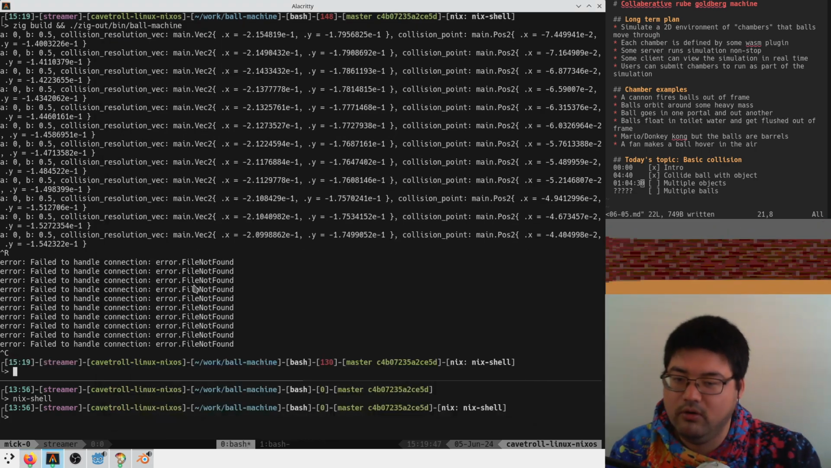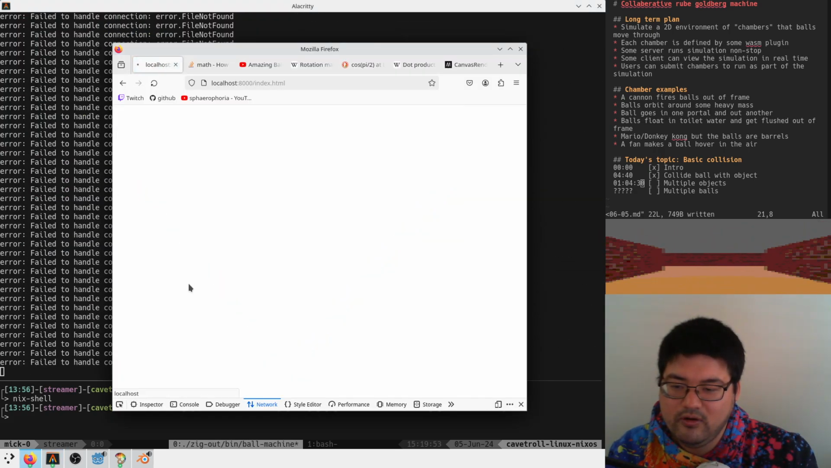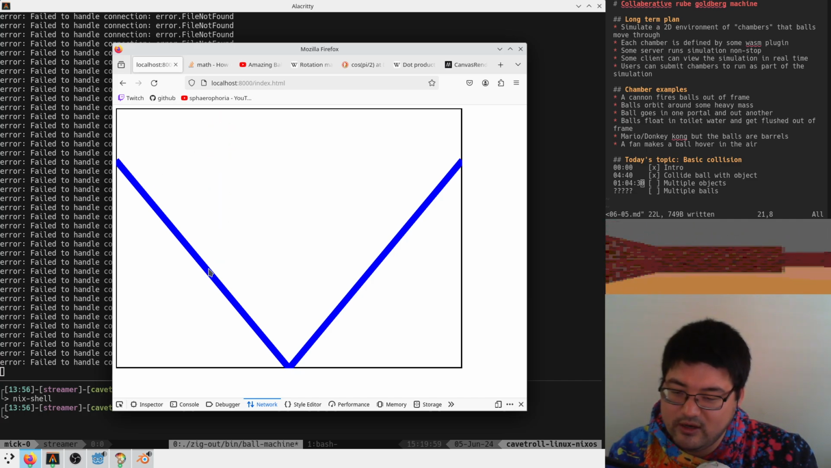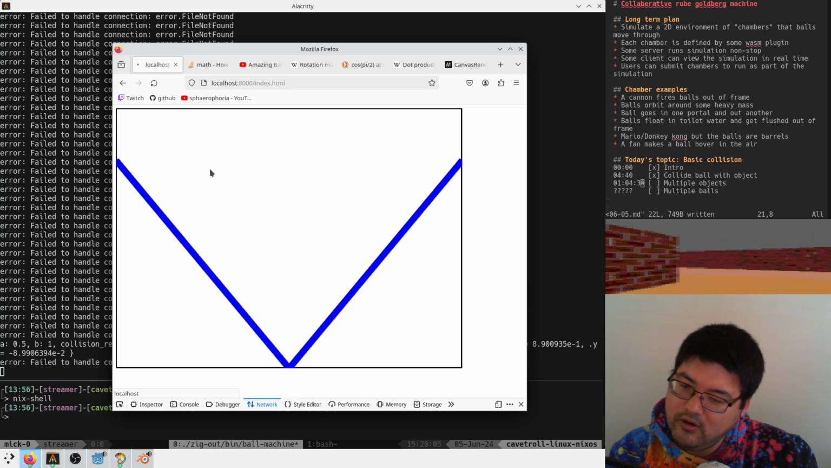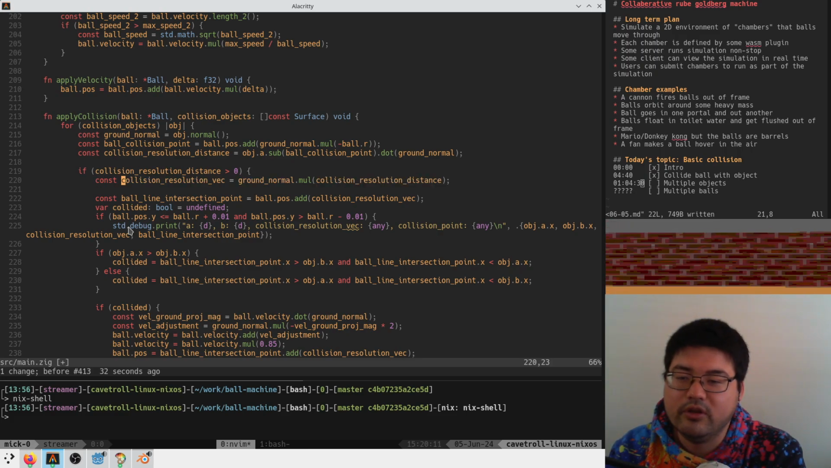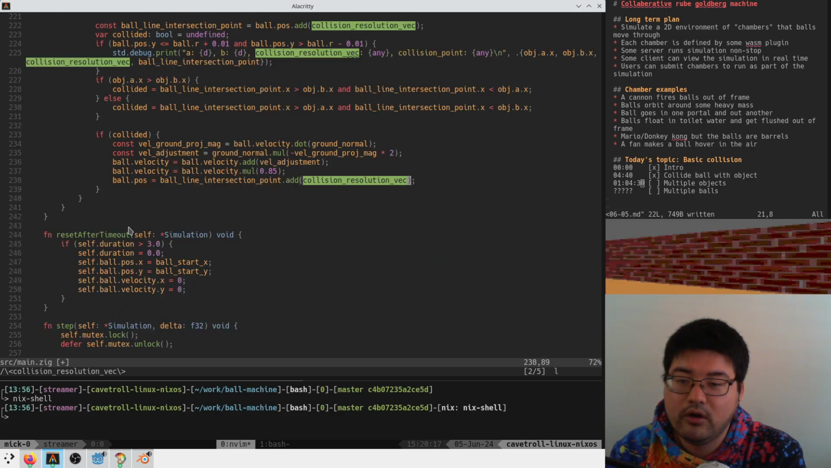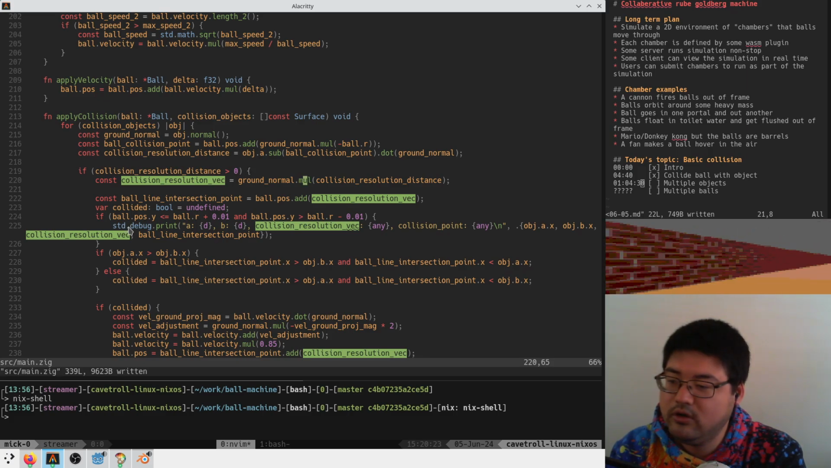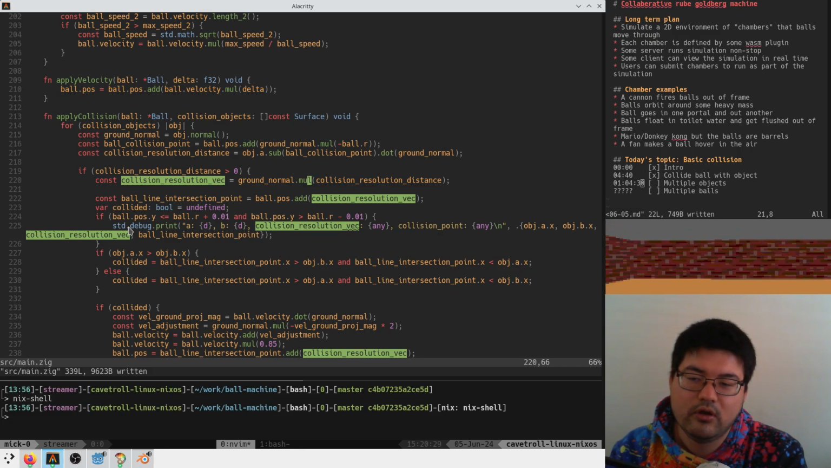No. Whoa, whoa, whoa. Why does that not work at all anymore? Because he's actually now going. Oh, what? So he's doing something just brain dead here. Collision resolution vector. So this says, I see. No, I don't see. I do not see.